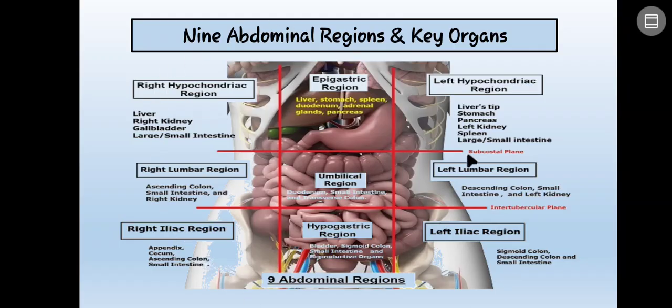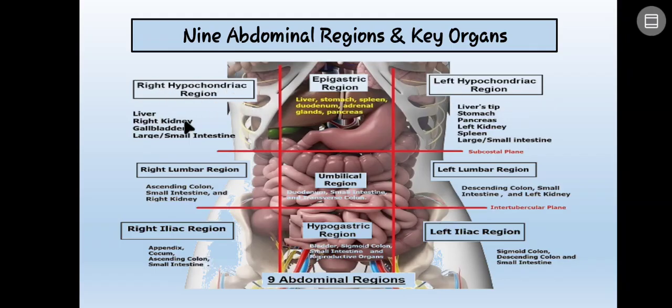So these are the 9 abdominal regions, if you divide the abdomen into 9. I mentioned that if you are dealing with dividing the abdomen into 9, we don't use quadrants, we use regions. But if you are dividing the abdomen into 4, then we use quadrants.